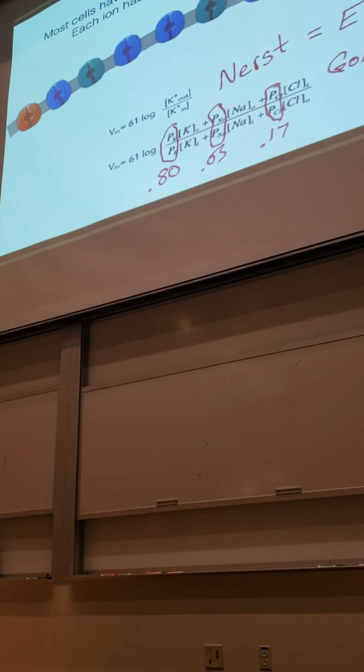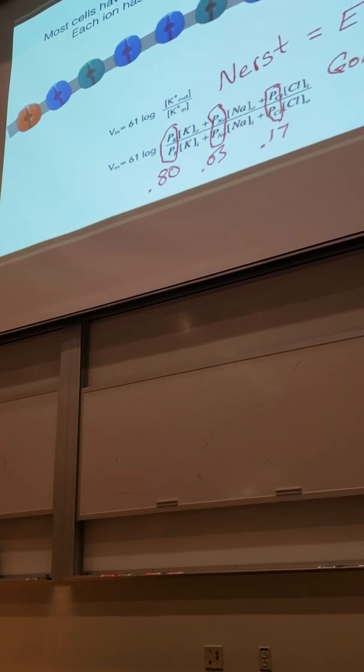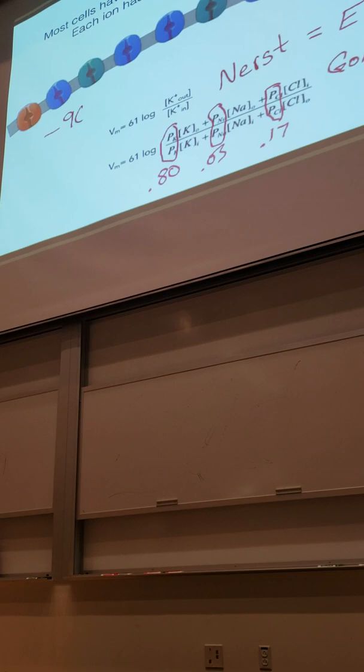Thursday, we're going to talk about cardiocytes. In the case of cardiocytes, they have a resting membrane potential of -90. What does that tell you?